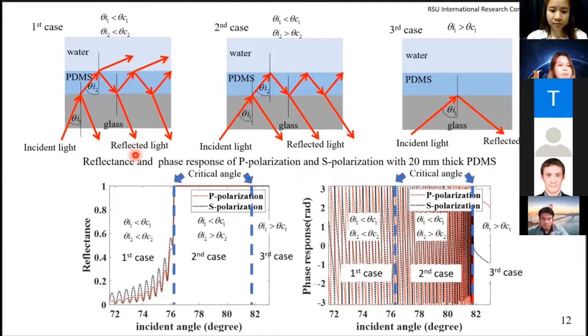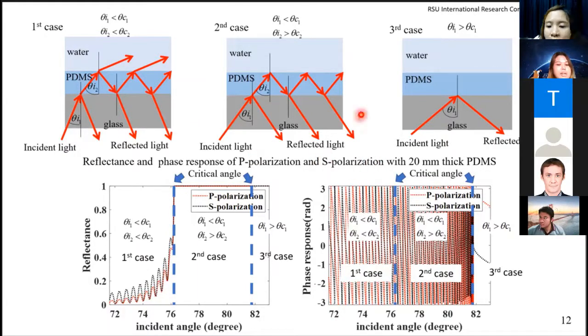For case 1, if the incident angle at the two interfaces is less than the critical angle, the reflectance will be low, as shown in the figure, because some of the light can go out of the system through a transmission effect. This effect causes reflected light, and the reflected lights can cause interference, as shown in the result in the phase response.